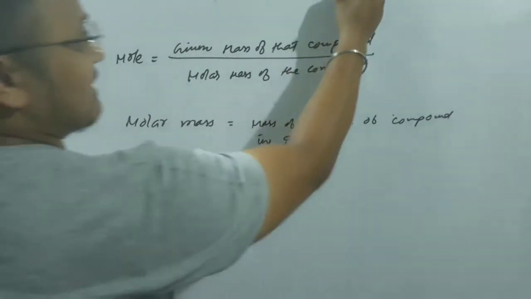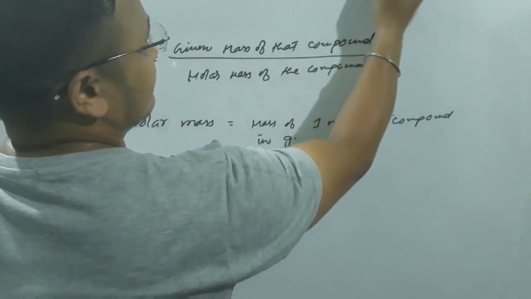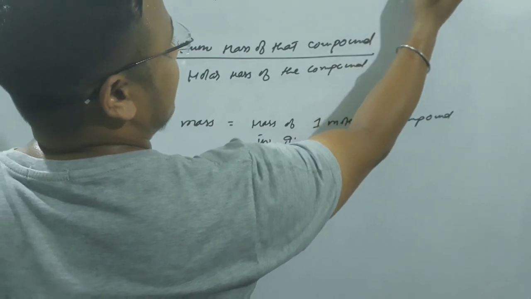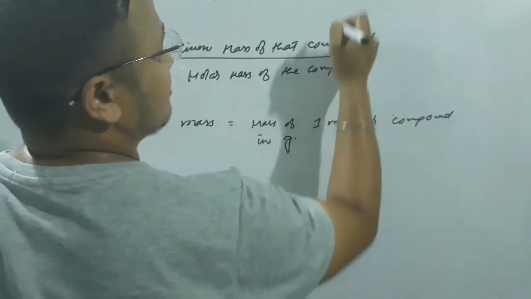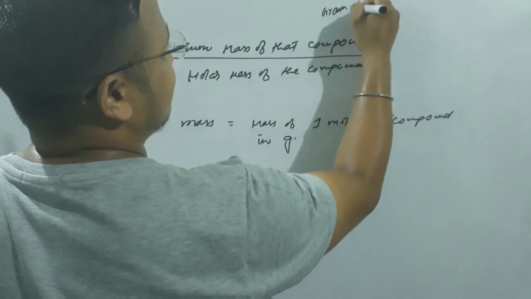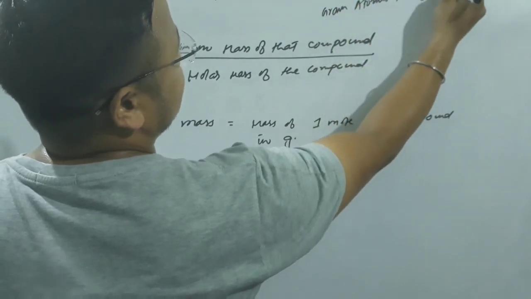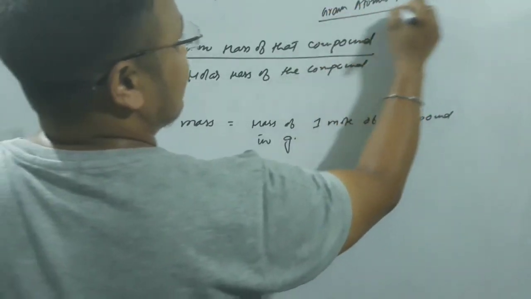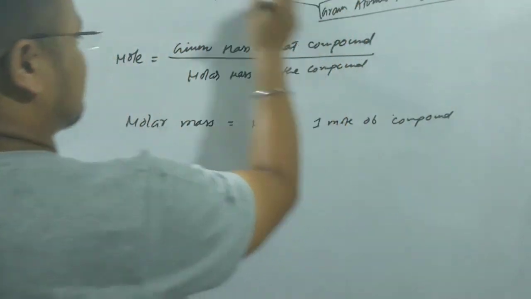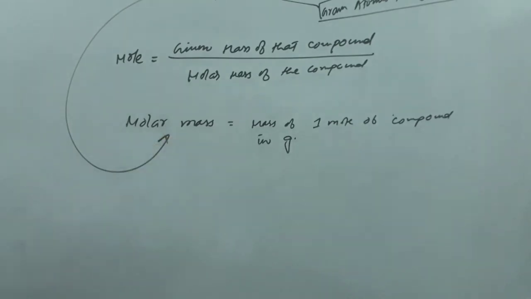So when we talk about the atomic mass of carbon, we say 12 U. When we say gram atomic mass of carbon, we say 12 gram. So this 12 gram, or gram atomic mass, is what we call your molar mass.